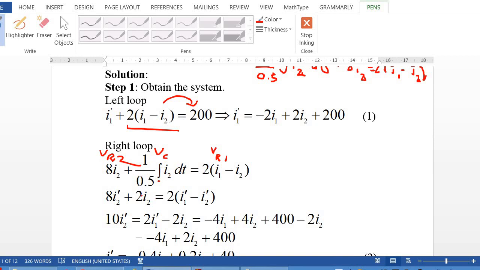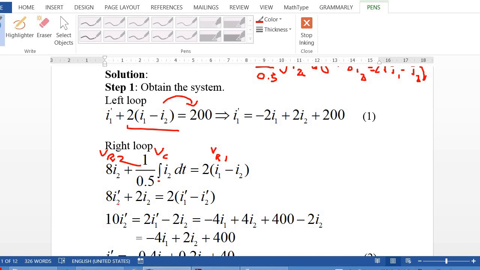1 over 0.5, you get 2. So this is 2. Remember, you differentiate both hand sides. That's why this one will be 2 di1/dt, or I1 prime, minus di2/dt, or I2 prime. Remember, from the left loop, we already obtained di1/dt. Then in the right loop, we would like to obtain di2/dt as the subject.